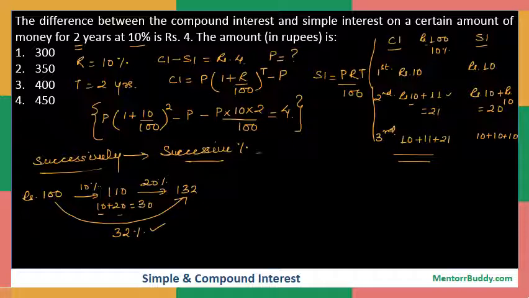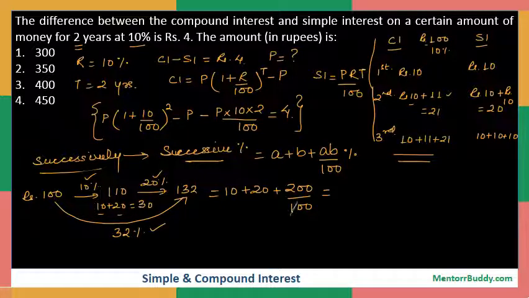So successive increment or successive decrement cannot be calculated on the basis of simple addition or subtraction of the percentages. For successive percentage, we have a formula that is A plus B plus AB upon 100%, where A and B are successively increased or decreased percentage values. Like for example here, it was 10 at the first place and then 20 at the second place, plus AB, that is 10 into 20 divided by 100, which is 10 plus 20 plus 2, that is 32%. So that is how we calculate successive percentage.